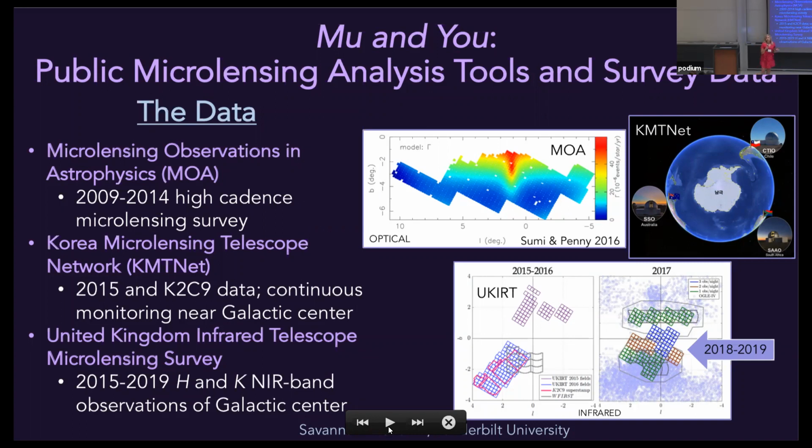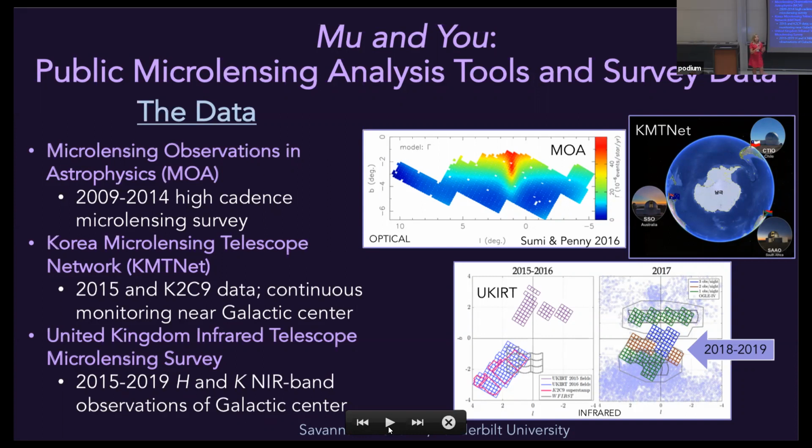So first off, there are several resources available that have public data for you to get your hands dirty, essentially, working with. All of these data are located on the NASA Exoplanet Archive, which is hosted here at Caltech. And there are 3 main data sources that you can choose from. We have Microlensing Observations in Astrophysics, or MOA. And this is a several-year, high cadence microlensing survey towards the Galactic Center.